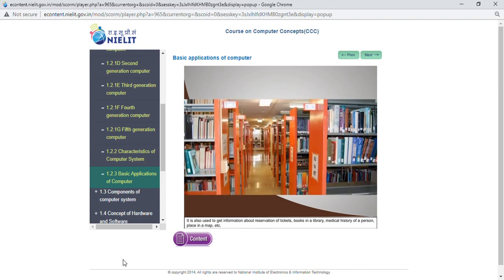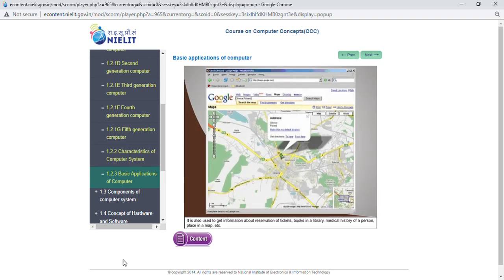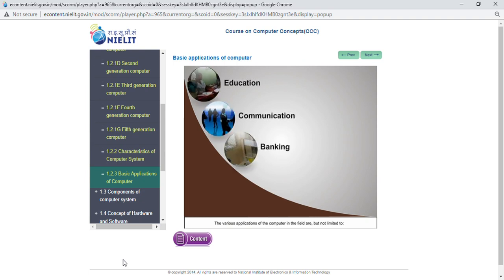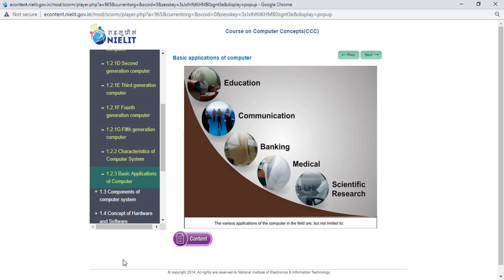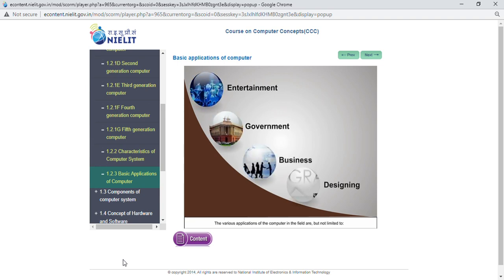It is also used to get information about reservation of tickets, books in a library, medical history of a person, place in a map, etc. The various applications of the computer in the field are, but not limited to, education, communication, banking, medical, scientific research, entertainment, government, business, and designing.